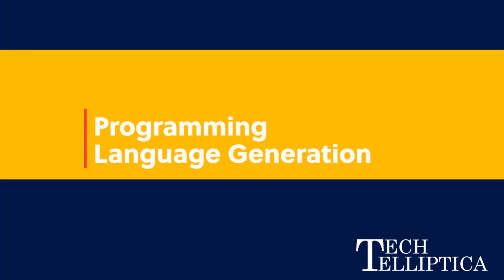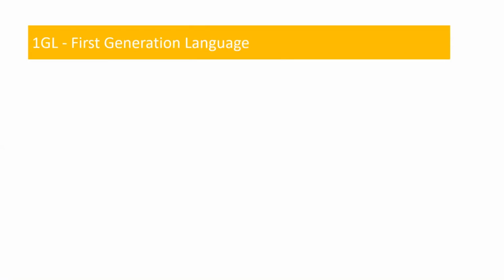Hello students. So today we are going to study about programming languages generation. As we know, we have one generation language to five generation languages. We are going to understand what the advantages of these languages are, what the disadvantages of these languages are, and which languages come under which category. So let's start with the first generation language.